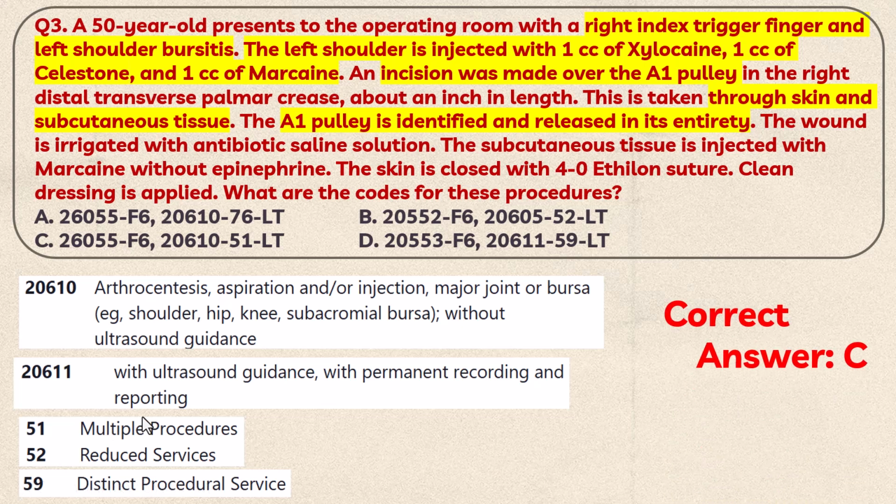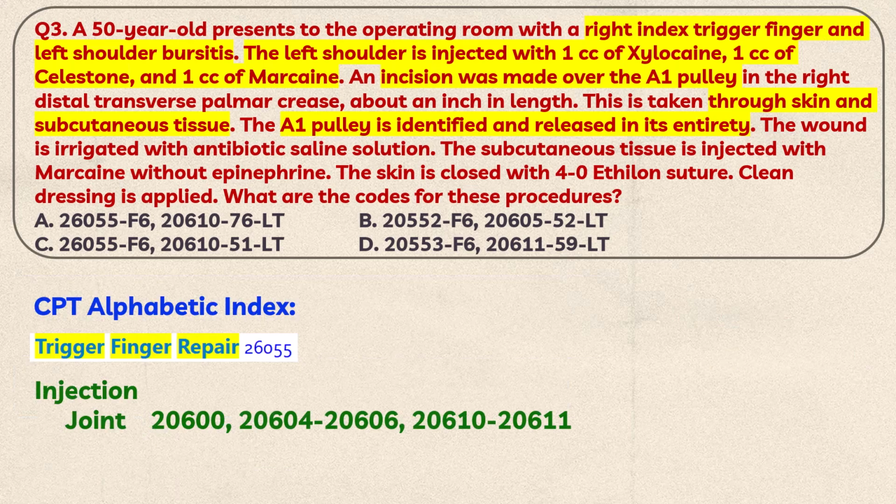If you encounter this case in a real working scenario, you have to use the CPT Alphabetic Index. In the CPT Alphabetic Index, you can directly find the code for the trigger finger, that is trigger finger repair. Only one code it will mention, that is 26,055. You can go back to the tabular list and confirm the answer. So that is the code for the trigger finger. For the injection, you have to go to the main term injection, then go for the subterm joint. So there are codes available. Again, you have to come back to the tabular list and confirm the answer. Once you confirm, the correct code will be 20,610. So the correct answer is answer C.